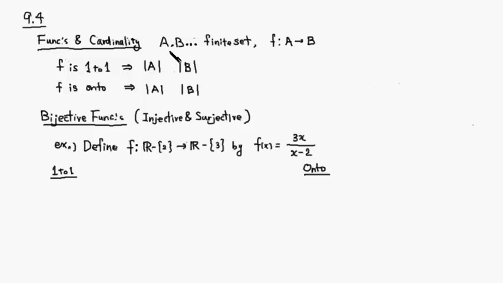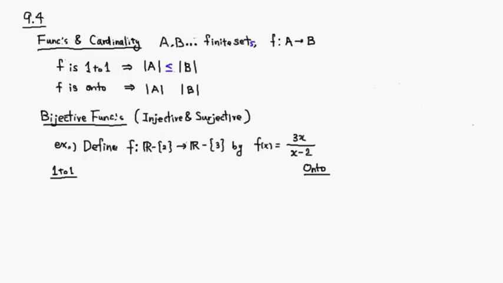Let's say you have two sets A and B. These are finite sets, and there's a function from A to B. If the function is 1 to 1, then the cardinality of B has to be at least as big as the cardinality of A.